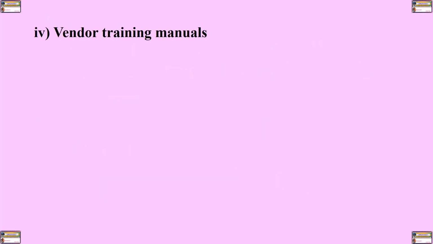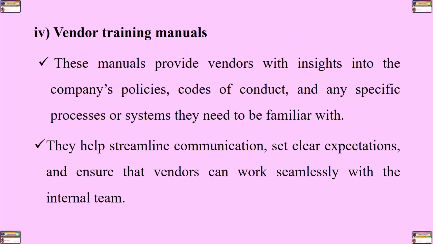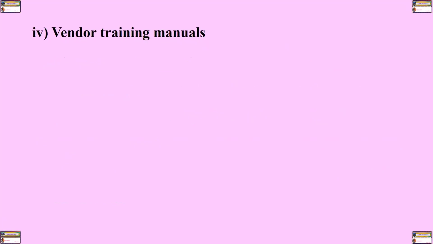The fourth type is the vendor training manuals. These manuals provide vendors with insights into the company's policies, codes of conduct, and any specific process or systems they need to be familiar with. They help streamline communication, set clear expectations, and ensure that the vendors can work seamlessly with the internal team.